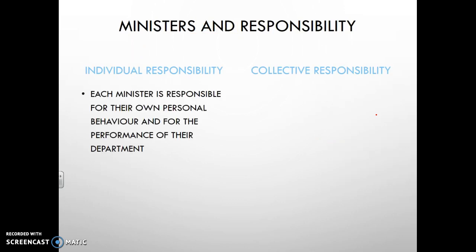This is the idea that each minister is responsible for their own behaviour and for the performance of their department. You may remember recently that Amber Rudd resigned because of mistakes made in the Home Office, not as it was under her watch, but under the watch of her predecessor, somebody called Theresa May. Whatever did happen to her. Anyway, Amber Rudd was thrown under the bus for that, or she took the can for that. She resigned, even though it wasn't necessarily her mistake. It was the mistake of the department, and so she carried the can for that.